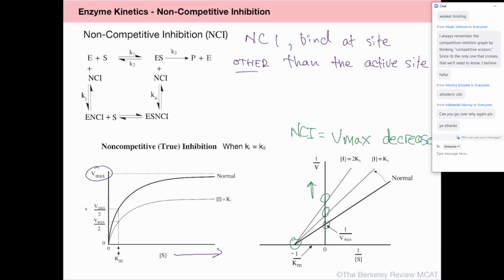And awesome. And Monica, you said something about an allosteric site. Let's do that in a sec, but that's going to be slightly different. Okay.